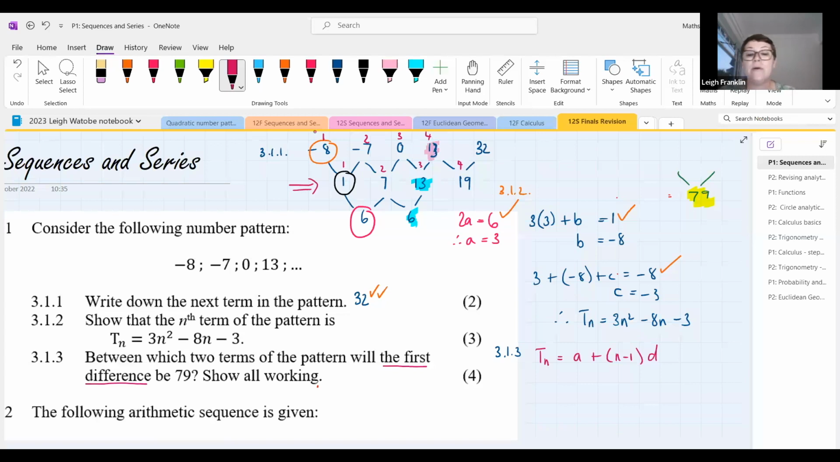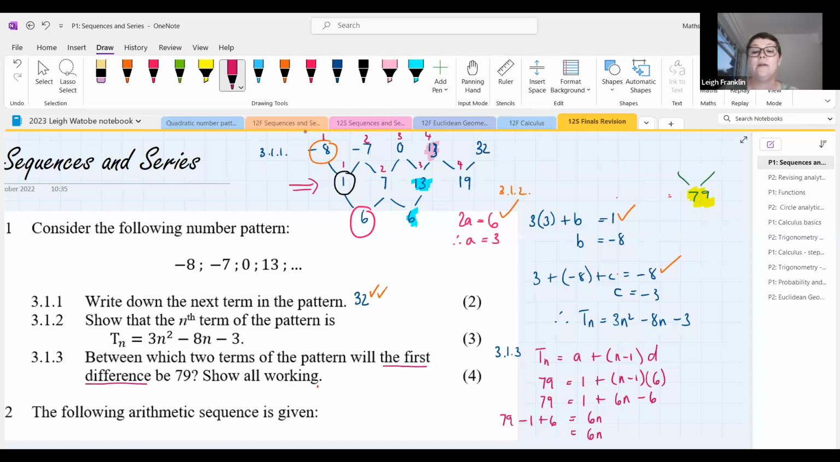Okay, so 79 would go over there. A would be equal to 1 plus n minus 1. So we would be solving for n because they said between which two terms. So they want to know the position. And our difference here, we know that our difference is 6. So 79 would be equal to 1 plus 6n minus 6. So leaving the 6n on this side, we would have 79 minus 1 plus 6.